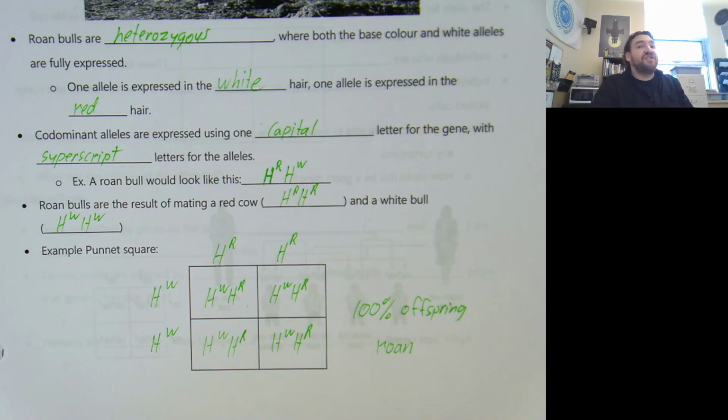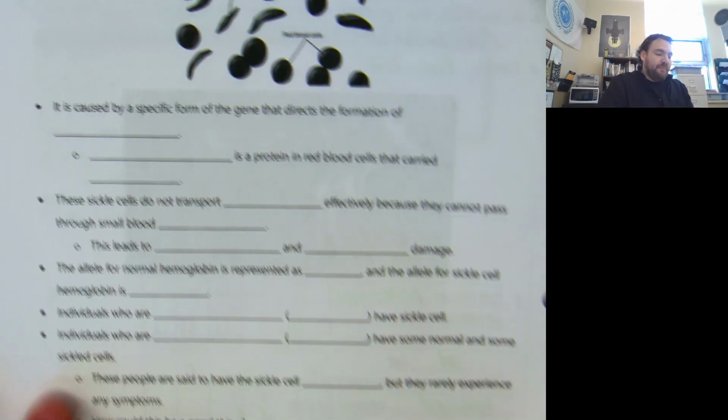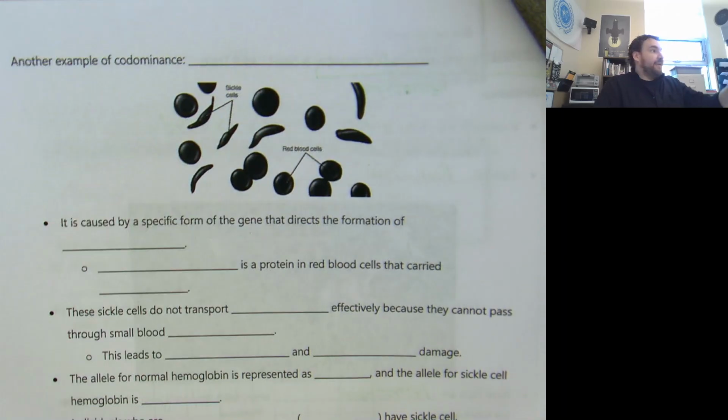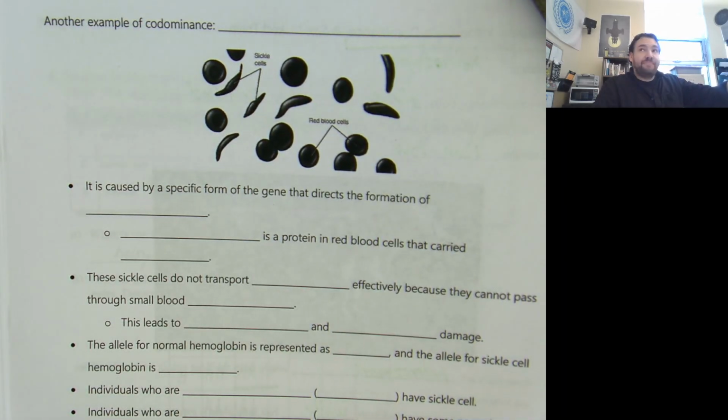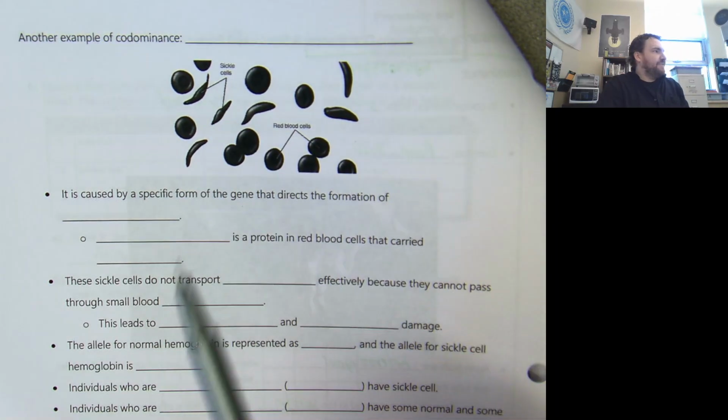So an example of this in people, flip the page when you're ready, is a disease called sickle cell anemia. I'm going to explain it right now. This whole page is sickle cell anemia. They're bean-shaped.